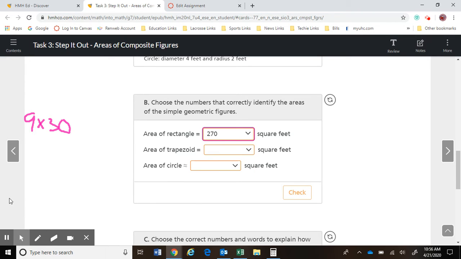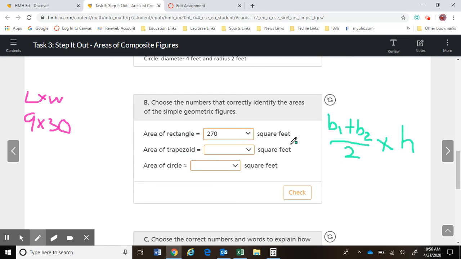Now, how do I find the area of a trapezoid? Because that was length times width. How do I find the area of a trapezoid? Well, I'm going to take the two bases and find the average of them. So I'm going to take base 1 plus base 2, add them together, and then find the average by dividing by 2. And then I'm going to multiply that times the height.